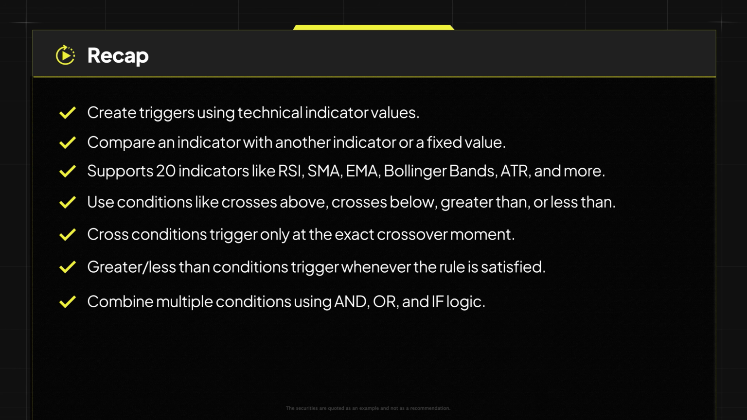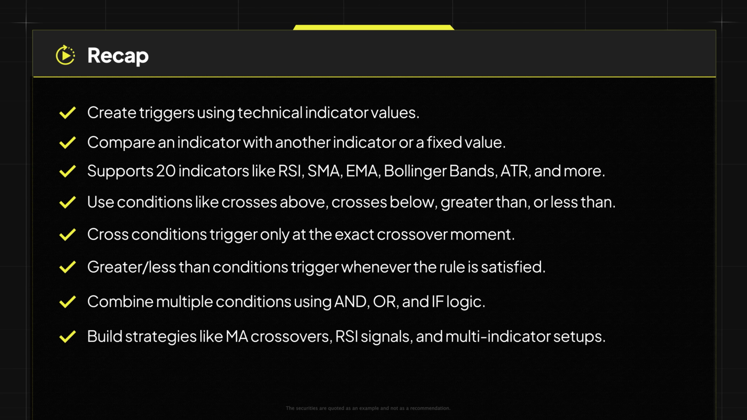You can also combine multiple indicator conditions using any and or and if logic to build more advanced strategies. Using these options, traders can easily create setups like moving average crossovers, RSI overbought or oversold signals, and multiple indicator confirmation strategies directly within Automate.